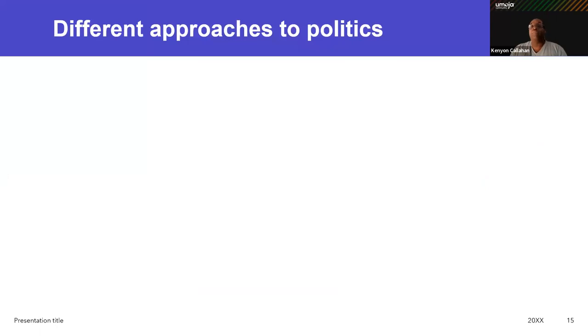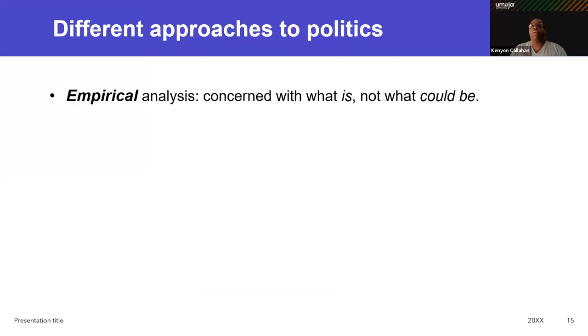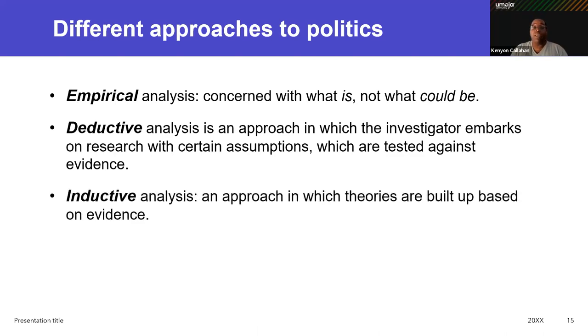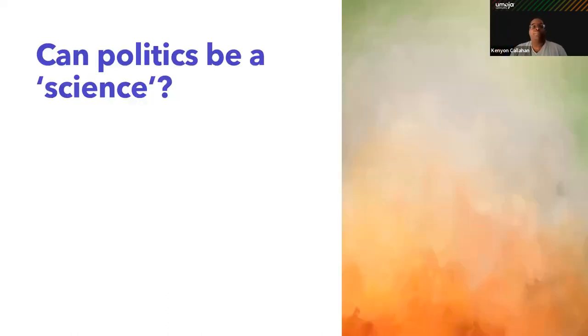Okay, there are many different approaches to politics. Empirical analysis, concerned about what is, not what could be. Okay, and deductive analysis is an approach in which the investigator embarks on research with certain assumptions, which are tested against evidence. So again, deductive, inductive, deductive, okay? Inductive analysis is an approach in which theories are built up based on evidence, okay? So we start from the inductive, we start from the bottom, work our way up. Deductive, we start from the top, work our way down, okay?